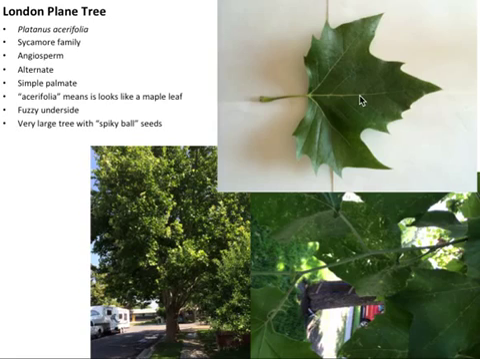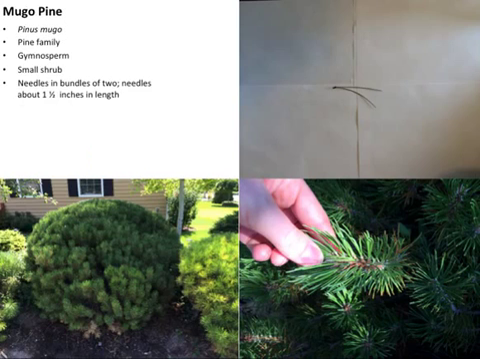But there are a couple main differences with this and a maple tree. This one has a fuzzy underside, so you can feel the fuzz underneath this leaf. Maple trees don't have that. And sycamores, this London plane tree, produces spiky ball seeds, and they fall down and can spread all over the place, where a maple tree has those helicopters, so you can tell the difference of the fruit as well. These London plane trees get really, really big. They're good shade trees for large areas, but not good if you have a small yard.